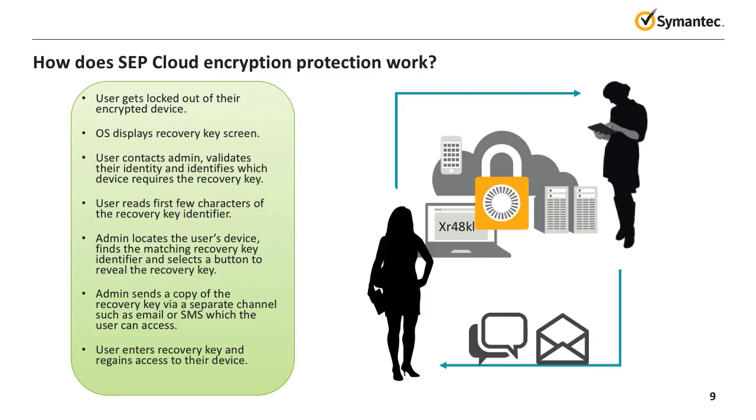How does SEPcloud encryption protection work? When a user gets locked out of their encrypted device, the operating system will display a recovery key screen. The user contacts the SEPcloud administrator, who validates their identity and identifies which device requires the recovery key. The user reads the first few characters of the recovery key identifier. The admin locates the user's device, finds the matching recovery key identifier, and selects a button to reveal the recovery key in the SEPcloud console.